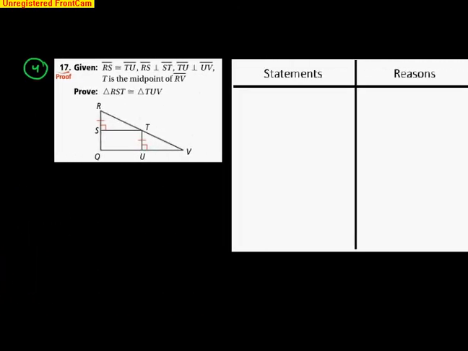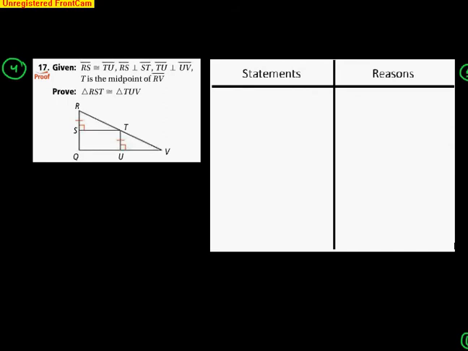Okay, and now we're going down proof row. Remember, there's so many proofs on this test, so you've got to be good. So here's a whole bunch, three coming at you. We always start with the given, and in this problem, we are given that segment RS is congruent to TU. We're given that segment RS is perpendicular to ST. We're given that segment TU is perpendicular to UV. And we're given that T is the midpoint of segment RV. That's all given to me.